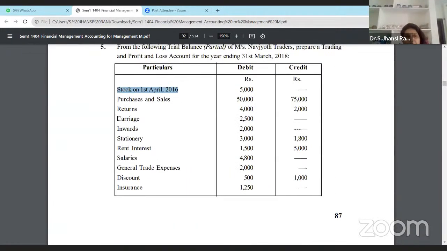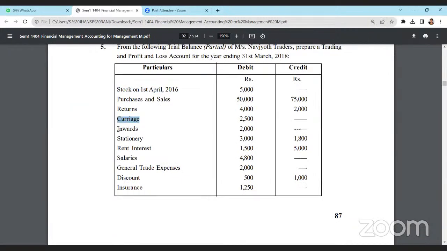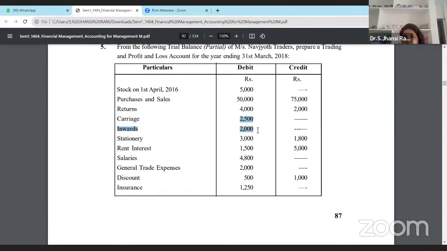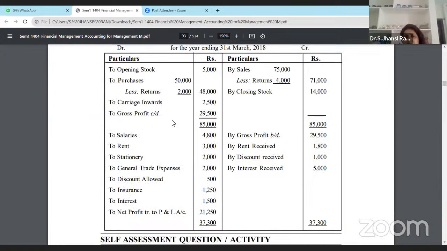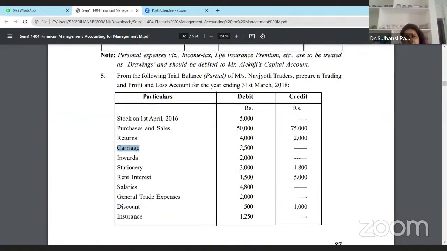If you look here, they have given carriage and inwards separately. Either they should give carriage inwards or carriage outwards. It should be one thing, and there should not be two amounts over here. Inwards means it's a direct expenditure. But here they did not mention whether it's outwards, so I assume that when it is inwards, it will be outwards. But if you look at the solution, they have taken only inwards. So it may be some printing mistake or something else. This has been given twice. If they have taken only carriage inwards, that is only 2,500.